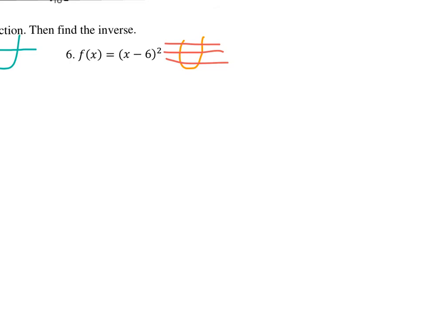So, set it up. Y is equal to x minus 6, squared. We're going to take the square root of both sides. We're going to swap x and y.